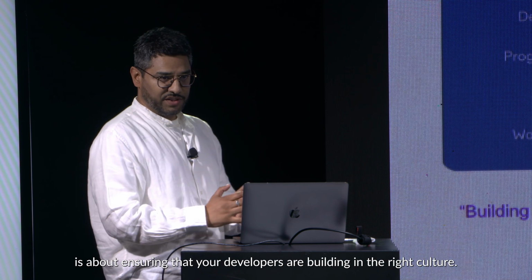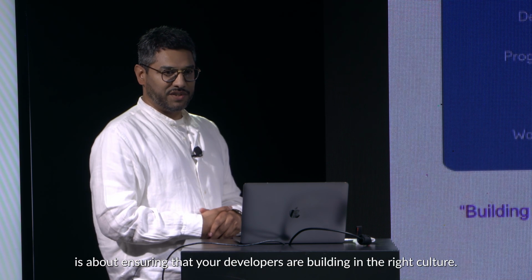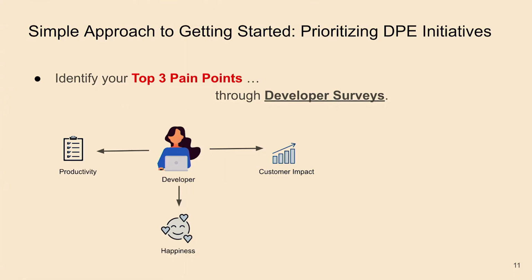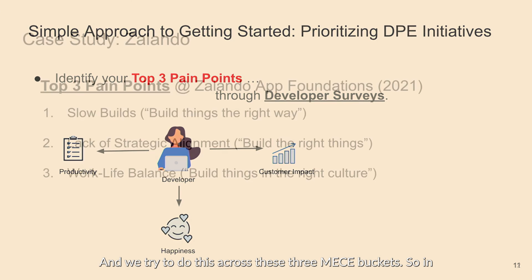So this is about ensuring that your developers are building in the right culture. So what is then a simple approach to get started? Really, the approach that we took is to identify our top 3 pain points through developer surveys. And we try to do this across these 3 MECE buckets.